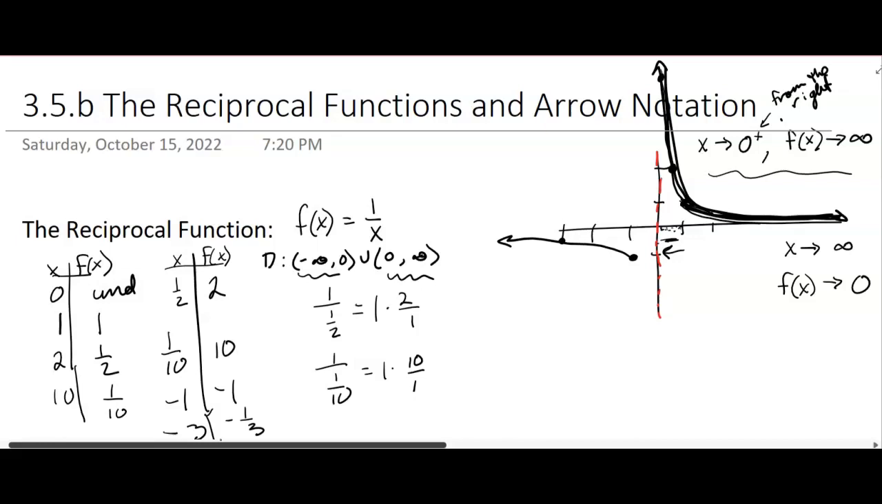So as x approaches -infinity, f of x is approaching 0.